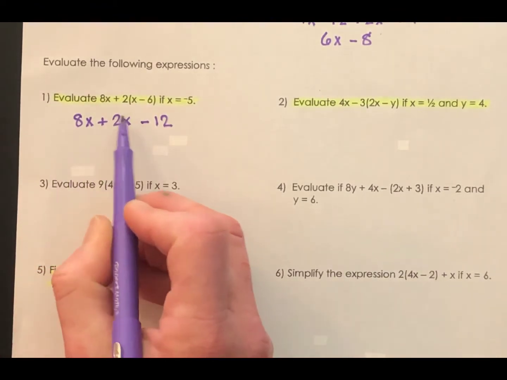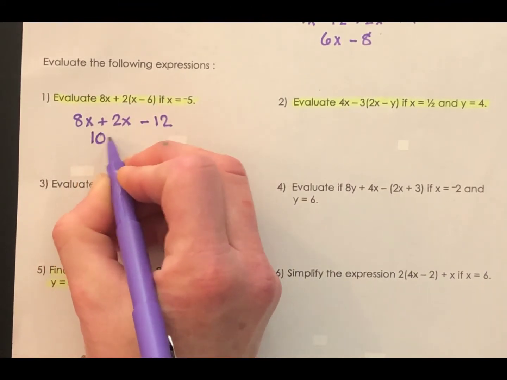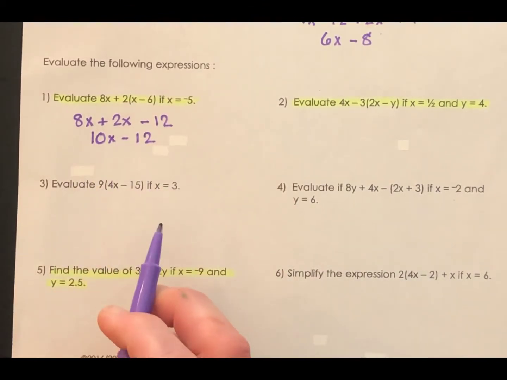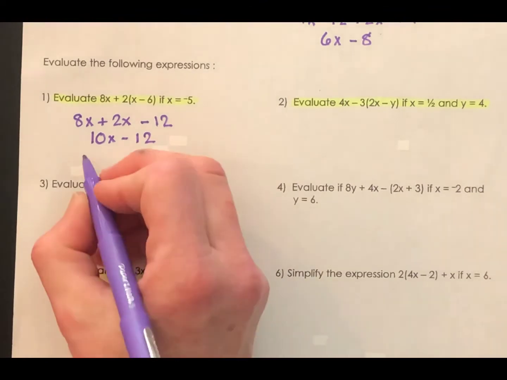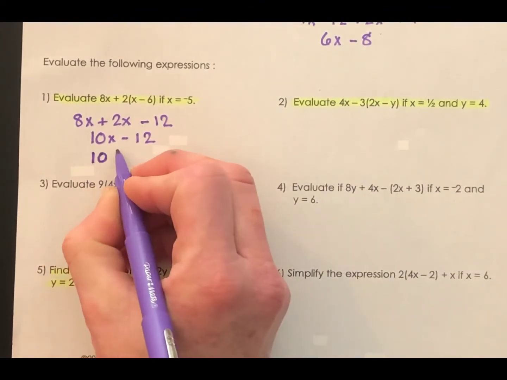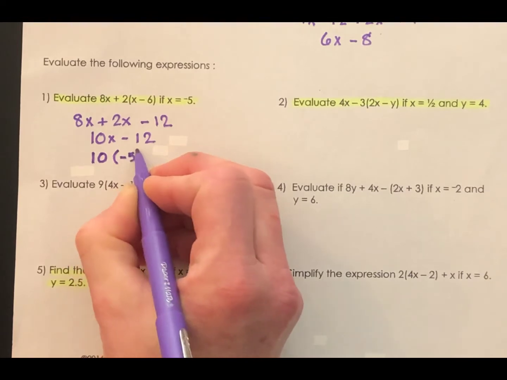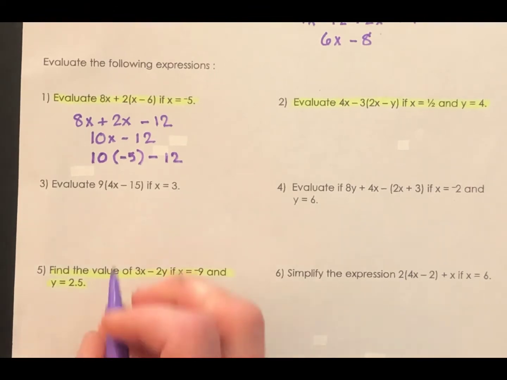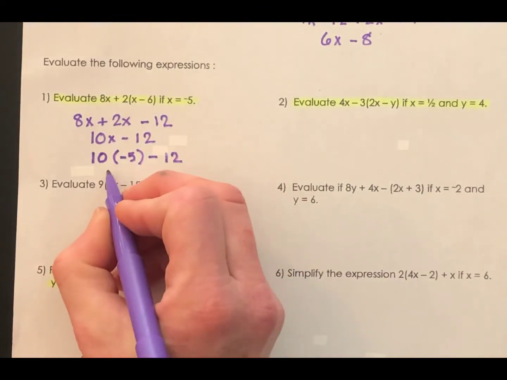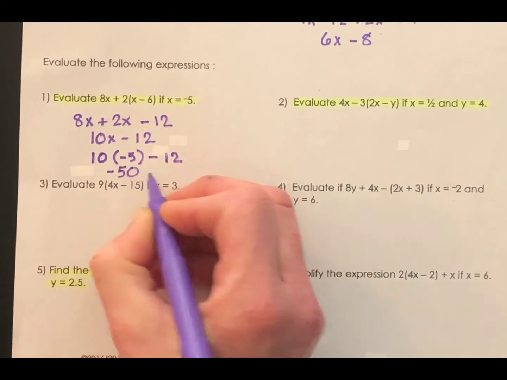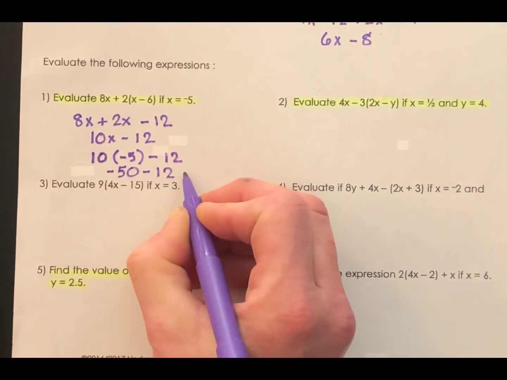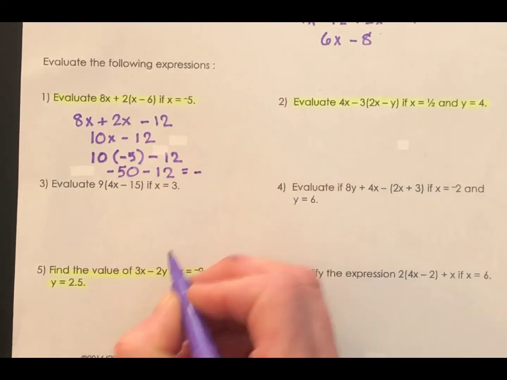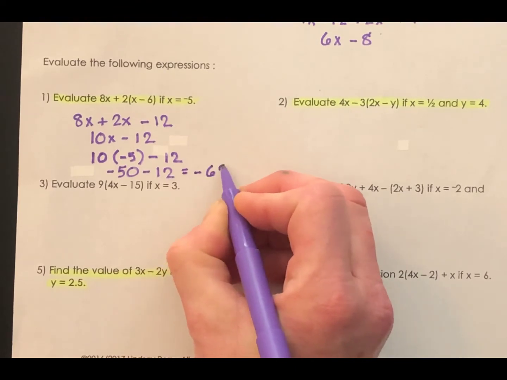So now let me put together my x's. I have 10x minus 12. Now I have that as simple as it gets, so now I'm going to substitute. Remember, I'm going to put it in parentheses. 10 times negative 5 minus 12. Multiply first. Negative 50 minus 12. It's a lot of negatives. Gives me a negative 62.